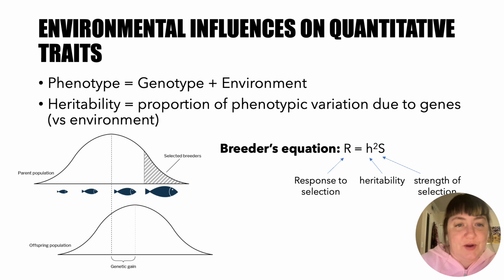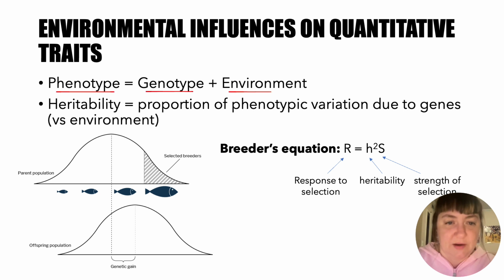So I also wanted to show what breeding looks like on quantitative traits and the impact of selection. So like I said in the last slide, phenotype is genotype plus environment, and then heritability is what proportion of that variation is due to genes. And so there is this equation called the breeder's equation, which is basically the response to selection that you're going to see. So how much the phenotype will change due to breeding and selection. That's going to be proportional to how heritable that trait is, and then how strong of a selection pressure you're applying.